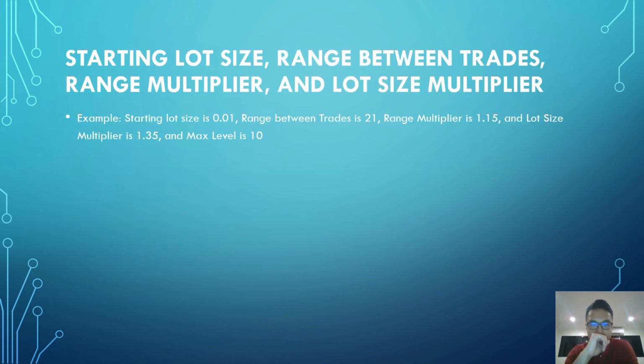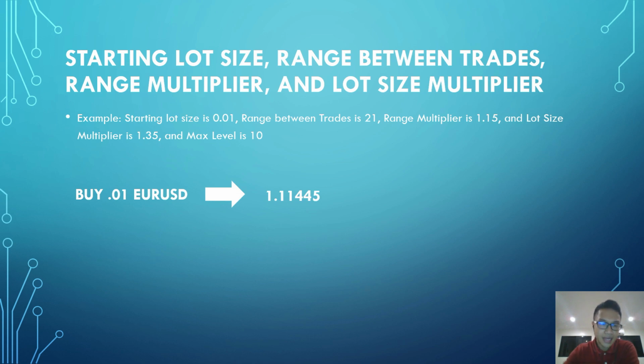So starting lot size, range between trades, range multiplier, and lot size multiplier. These are important settings also. Let me explain this a bit. Example, if your starting lot size is 0.01, your range between trades is 21, your range multiplier is 1.15, and the lot size multiplier is 1.35. So the max level is 10.